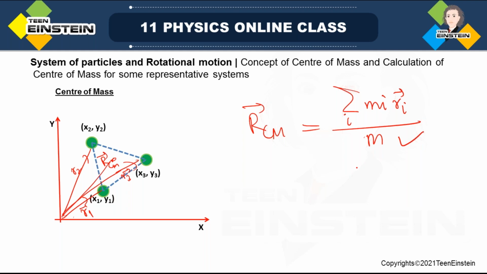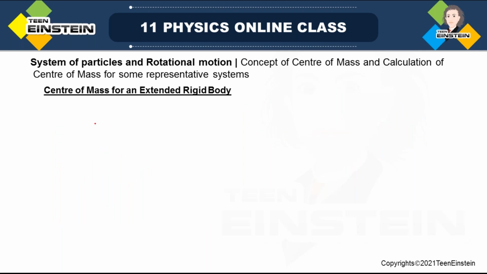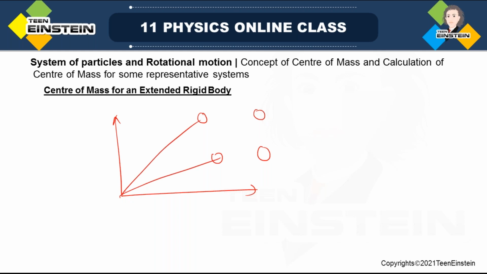Now you might be thinking, sir, what about the center of mass of an extended object? See, I have taken discrete masses, these are called discrete masses, and you have chosen a coordinate system accordingly, and then you have found the position vectors of all of them, and then you have calculated the center of mass position, maybe somewhere here, or somewhere here. Okay, that is what you have done.